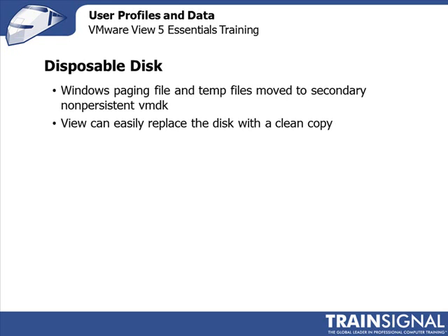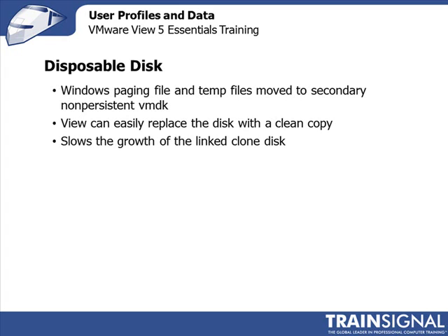This works well because View can easily replace that disk with a completely clean copy, making it easy for View to wipe out those paging files and temp files that aren't necessary from one session to the next. It also helps to slow the growth of the linked clone disk, because you're not placing all those files onto the main C drive, which will bloat that linked clone.